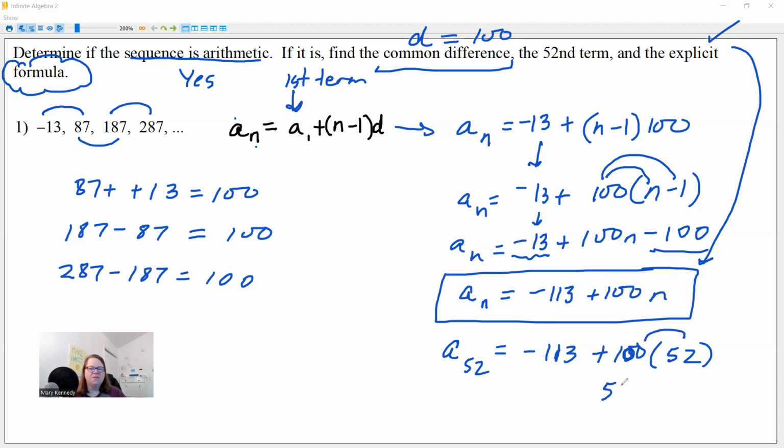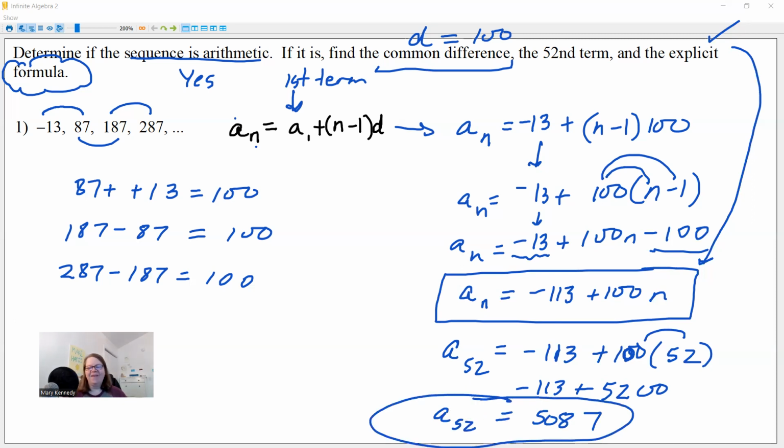52 times 100 is 5,200. That's a positive number. So if I subtract those, I'm actually going to get 5,087. I don't just know that. I haven't already figured it out on another sheet. So anyway, yeah. Okay. So that's the answer to the 52nd term. If we continued adding 100 every single time, we would end up at 5,087 for the 52nd term in the sequence.